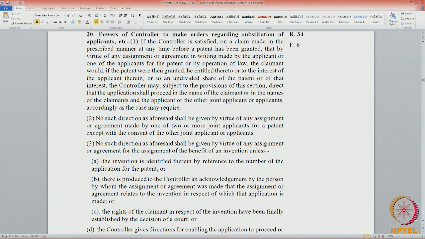So when you file form 6, you will file form 6 with the court order. That could be a question. Form 6, the accompanying documents in form 6 can be agreement, assignment, decision of a court, all of the above, or something like that. D, the controller gives direction for enabling the application to proceed under subsection 5 of, we are coming to it.